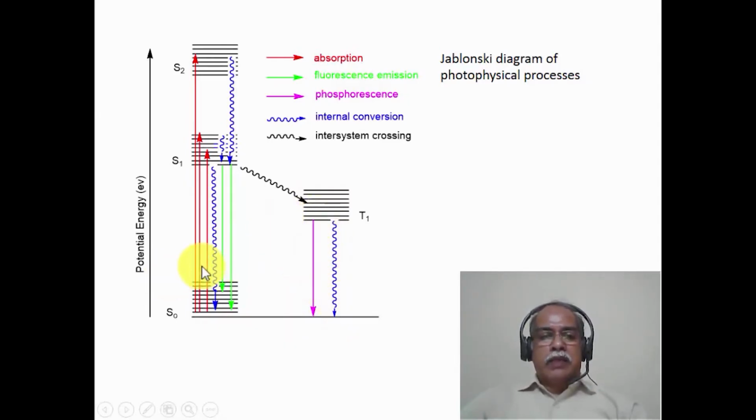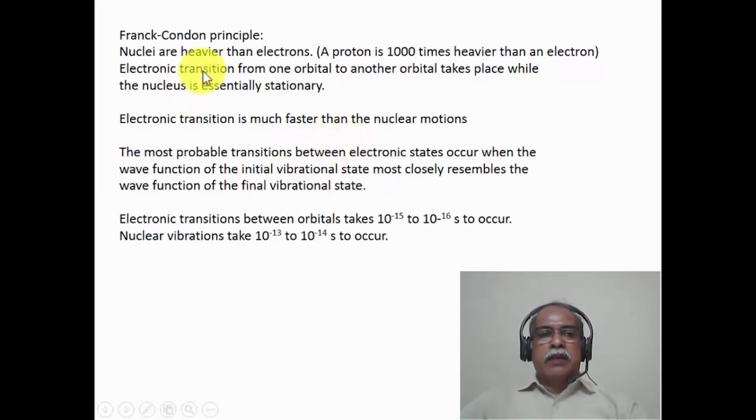Now, why are the lines drawn in the vertical direction in this particular way? This is essentially because of the Franck-Condon principle. What is the Franck-Condon principle? It's a principle which tells you the relative kinetics of the nuclear motion versus the electronic excitation process that is taking place in a molecule.